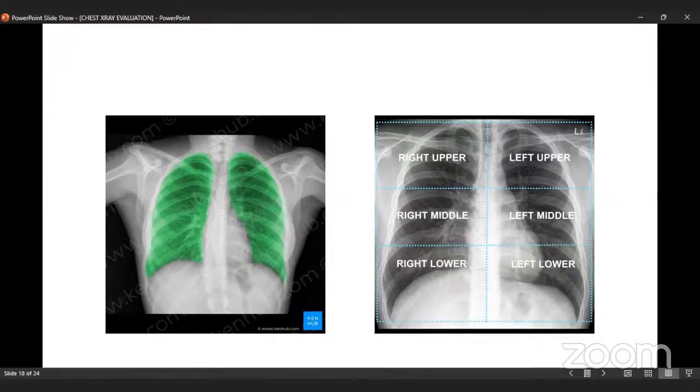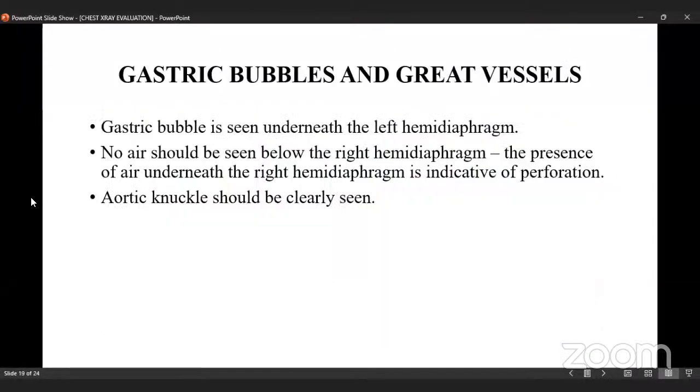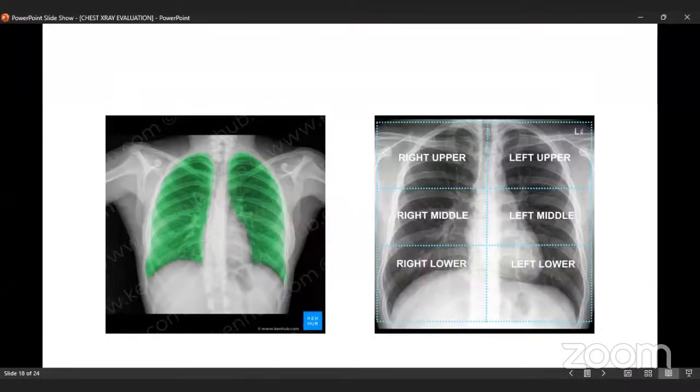In a situation where we see air underneath the right hemidiaphragm, you should call in for an emergency. That means that the patient is having holoviscos, that's a perforation of the bowel or bowel perforation. Okay, so there should be no air underneath the right hemidiaphragm. However, there should be air underneath the left hemidiaphragm, which is the gastric bubble. All right.